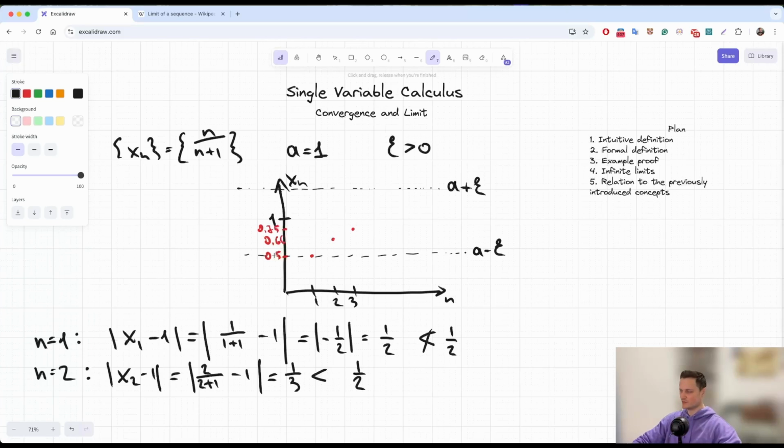This is the tube, this is limit minus epsilon, this limit plus epsilon. So 1 plus half, 1 minus half. And we can see that starting from the second element, our values become lying within this tube. So this is the proof and the visual interpretation that the sequence has actually the limit of 1.